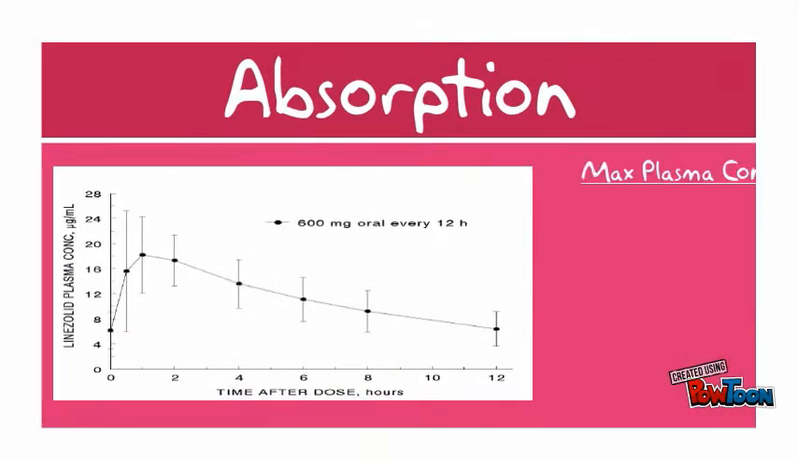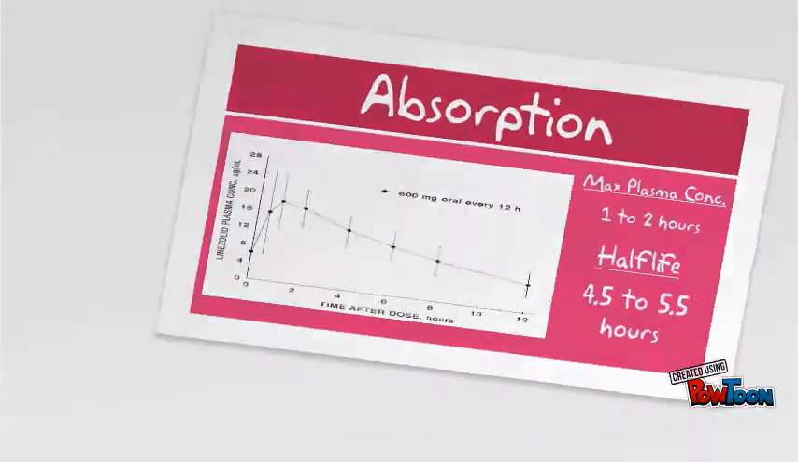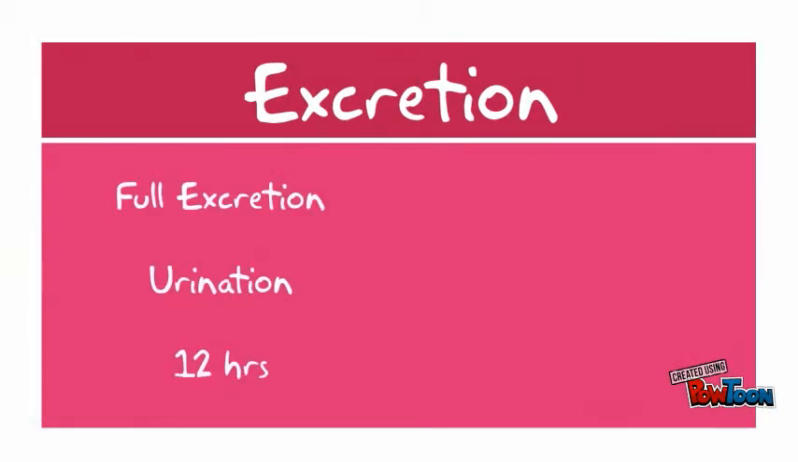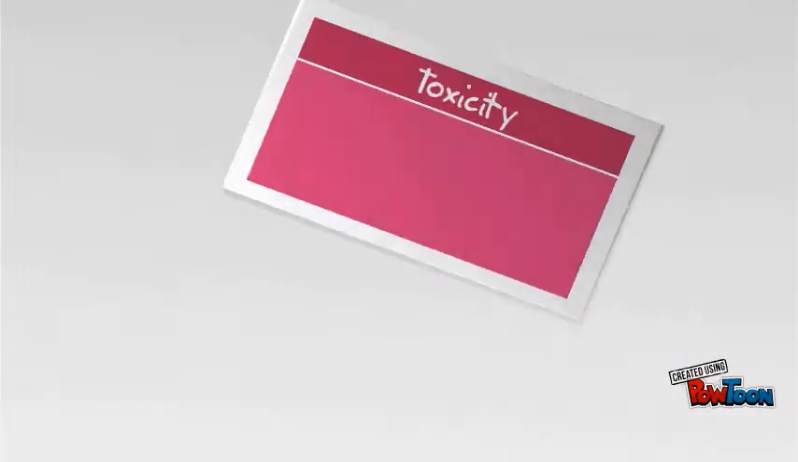Linezolid, once absorbed, reaches its max plasma concentration after 1 to 2 hours. The half-life of the bacteriostatic agent is between 4.5 and 5.5 hours and is expected to be fully excreted by urination within 12 hours of administration. This makes it easy for the patient to have the drugs administered, as administration is only required twice daily.